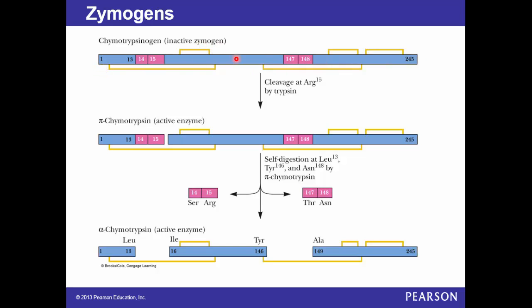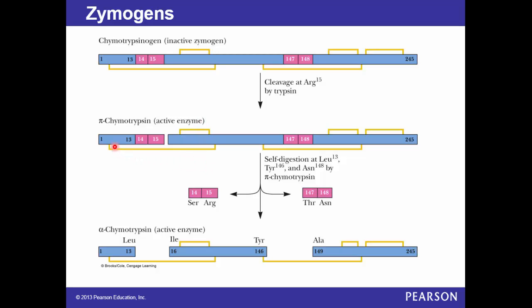Our example, chymotrypsinogen, is an inactive zymogen. It consists of a single polypeptide chain with 245 amino acid residues. When it is secreted into the intestine, it undergoes cleavage at arginine 15 by the enzyme trypsin, because trypsin cleaves at the C-terminal of arginine and lysine. Then you have this break here, and now it's converted to pi-chymotrypsin. Although it is an active enzyme, it is not the final form.